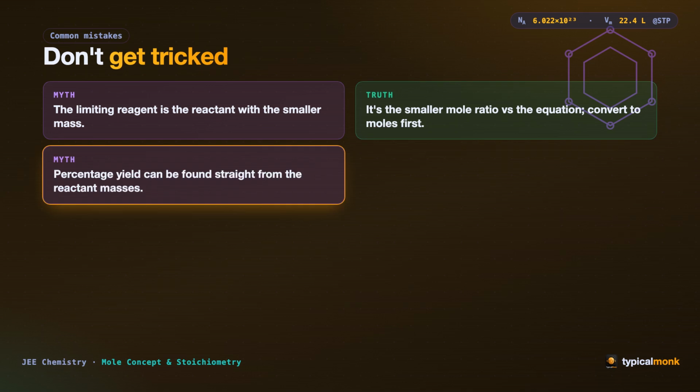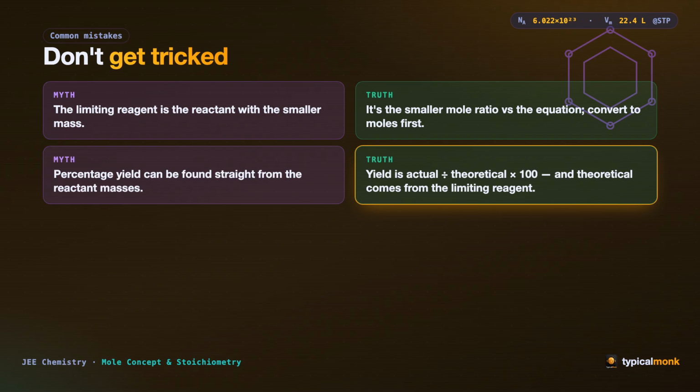Myth 2. Percentage yield can be read straight from the reactant masses. If you started with more, you must have made more. No. The truth: percentage yield is the actual amount divided by the theoretical amount times 100, and the theoretical amount comes only from the limiting reagent. In our example, 34 grams was theoretical, but the flask gave only 27.2, 80%. Never guess the yield from the starting mass.